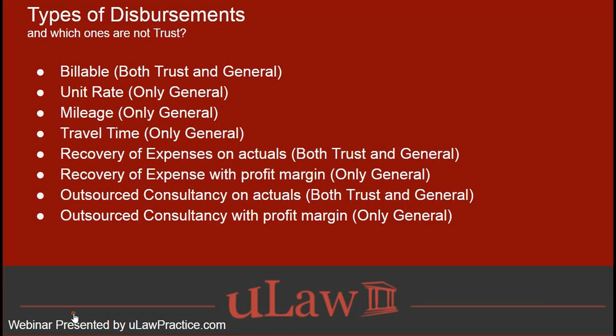So as a thumb rule, if it's a disbursement that is really recovering on actuals, then you have the opportunity to use both the trust and general account. If there's a recovery of the expense or the disbursement in this case with either a profit or a loss margin, then strictly use the general account to pay for it. And that's the major difference. When it comes to billable, of course, you can use both trust and general. Unit rate, mileage, travel time, we recommend that you use the general disbursement route.